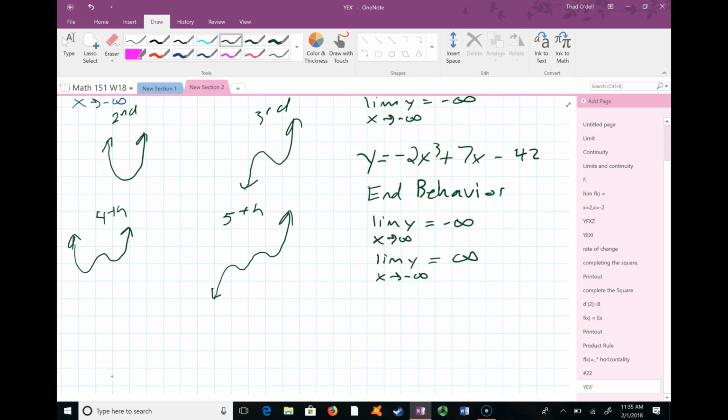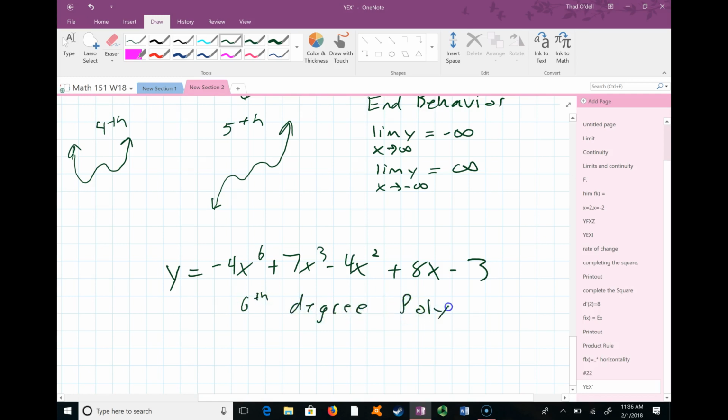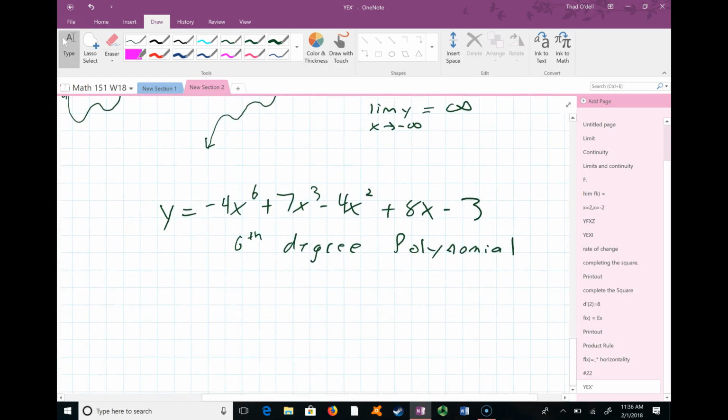So if I see some big old polynomial like y equals negative 4x to the 6th plus 7x to the 3rd minus 4x squared plus 8x minus 3, first of all, this is a 6th degree polynomial. We can tell because the highest power is 6. And I notice that the leading coefficient is negative, so that tells me it's been flipped over. And since it's 6th degree, that's an even degree, so it behaves like a quadratic.